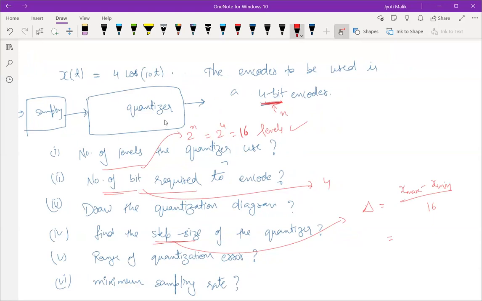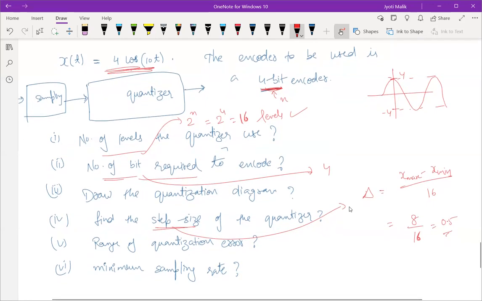And what is the range of the signal? From 8 to 0, isn't it? Minimum to maximum, how does the cos signal go? It goes like this, from -4 to +4. So it is 4 up, 4 down, so 8. Divided by 16, so half. So it will be 0.5. So this is done.